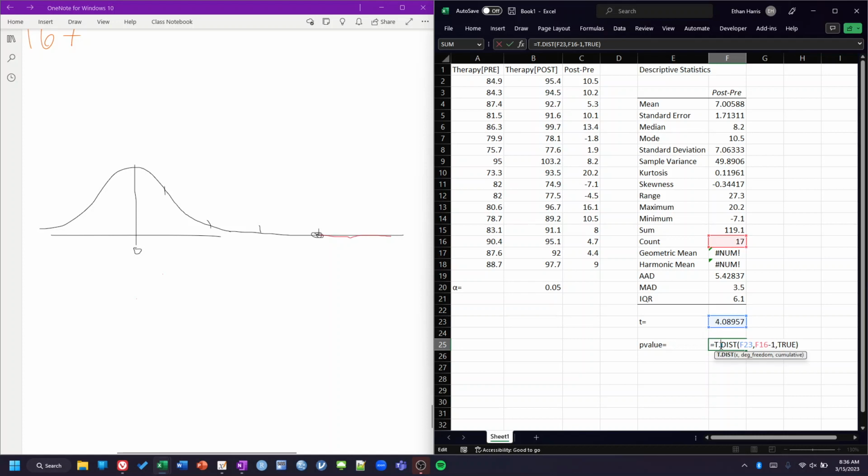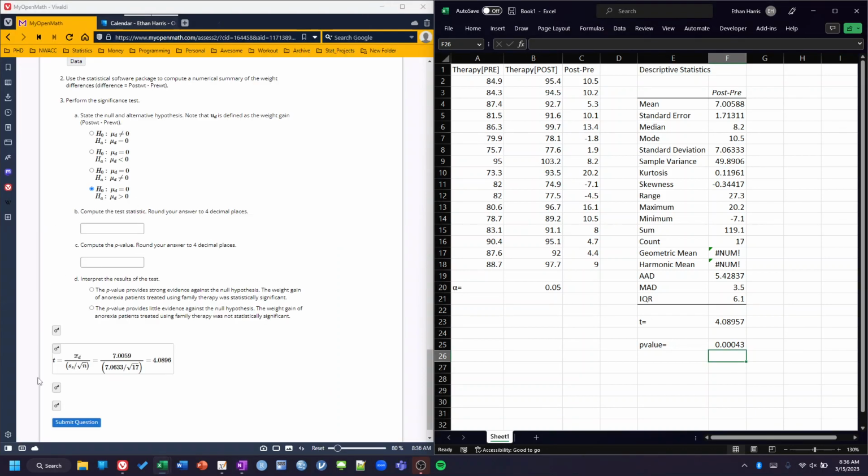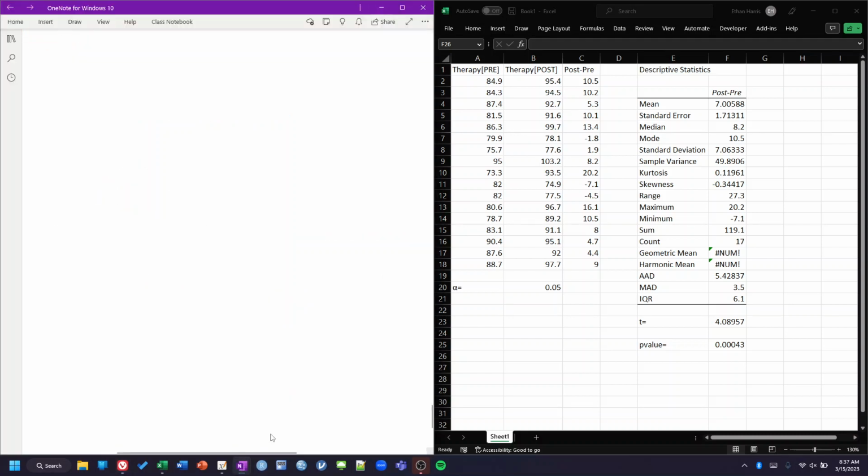So in order to get the correct value, we need to take the complement of this, which is 1 minus this T.DIST. And if we hit enter, we get 0.00043. And if we look at our answer, we get 0.00043. And notice here it says compute the p-value using a student t distribution with 16 degrees of freedom. Since the alternative hypothesis is of the greater than form, the p-value is equal to the area of the right tail. And when we look here, that's what we got, the area of the right tail.